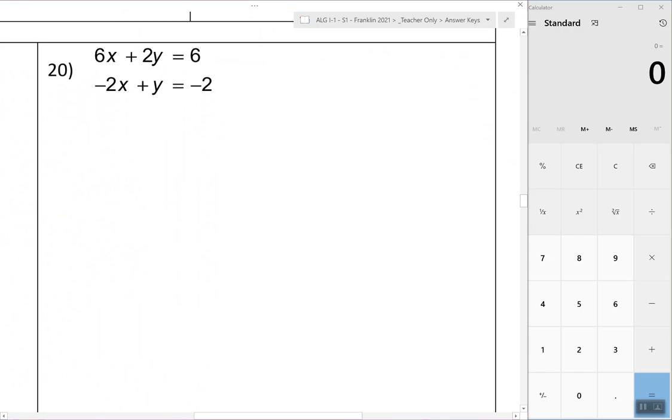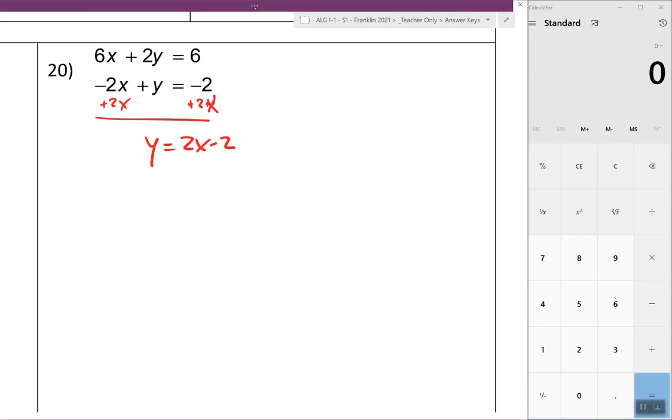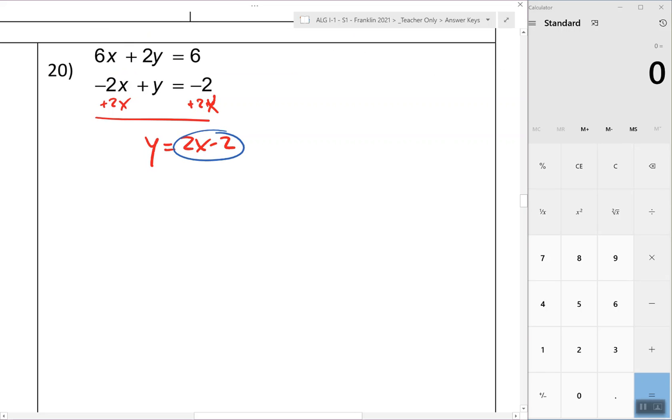Let's go to number 20. 2x plus 2y equals 6, negative 2x plus y equals negative 2. Now this one you could just as easily do elimination or substitution. I'm going to go ahead and do substitution here. I'm going to add 2x to both sides to solve for y. So y equals 2x minus 2.